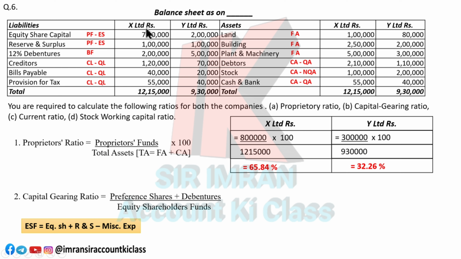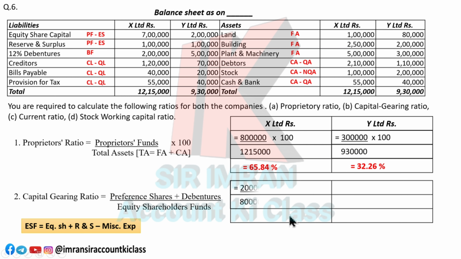Again, equity shareholder fund is 8 lakh, preference share is not given, and only debenture is 2 lakh. That means 2 lakh divided by 8 lakh for X Limited, and your ratio comes to 0.25:1. Same way for Y Limited, equity shareholder fund is 3 lakh and debenture is 5 lakh. That means 5 lakh divided by 3 lakh, so your answer comes to 1.67:1.